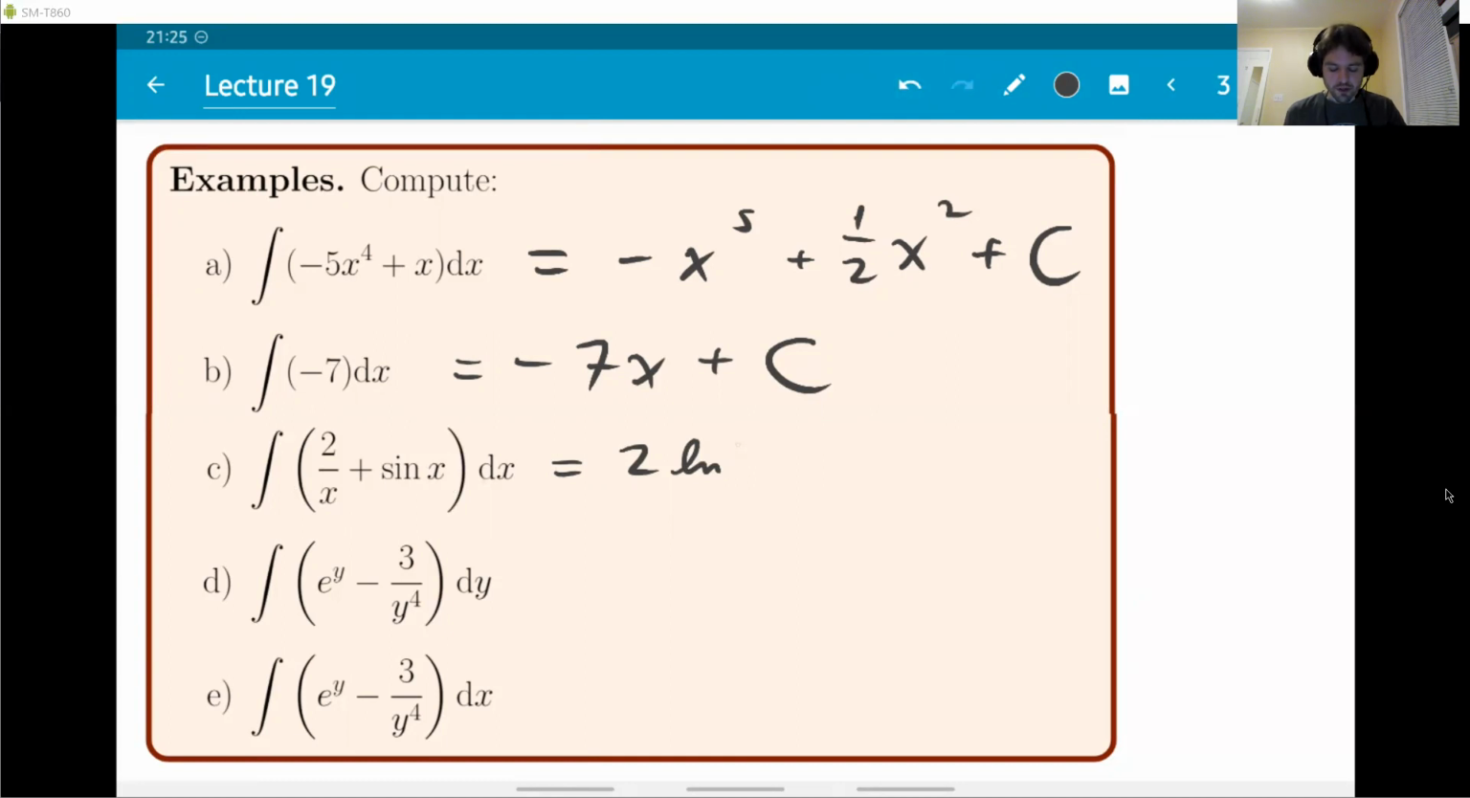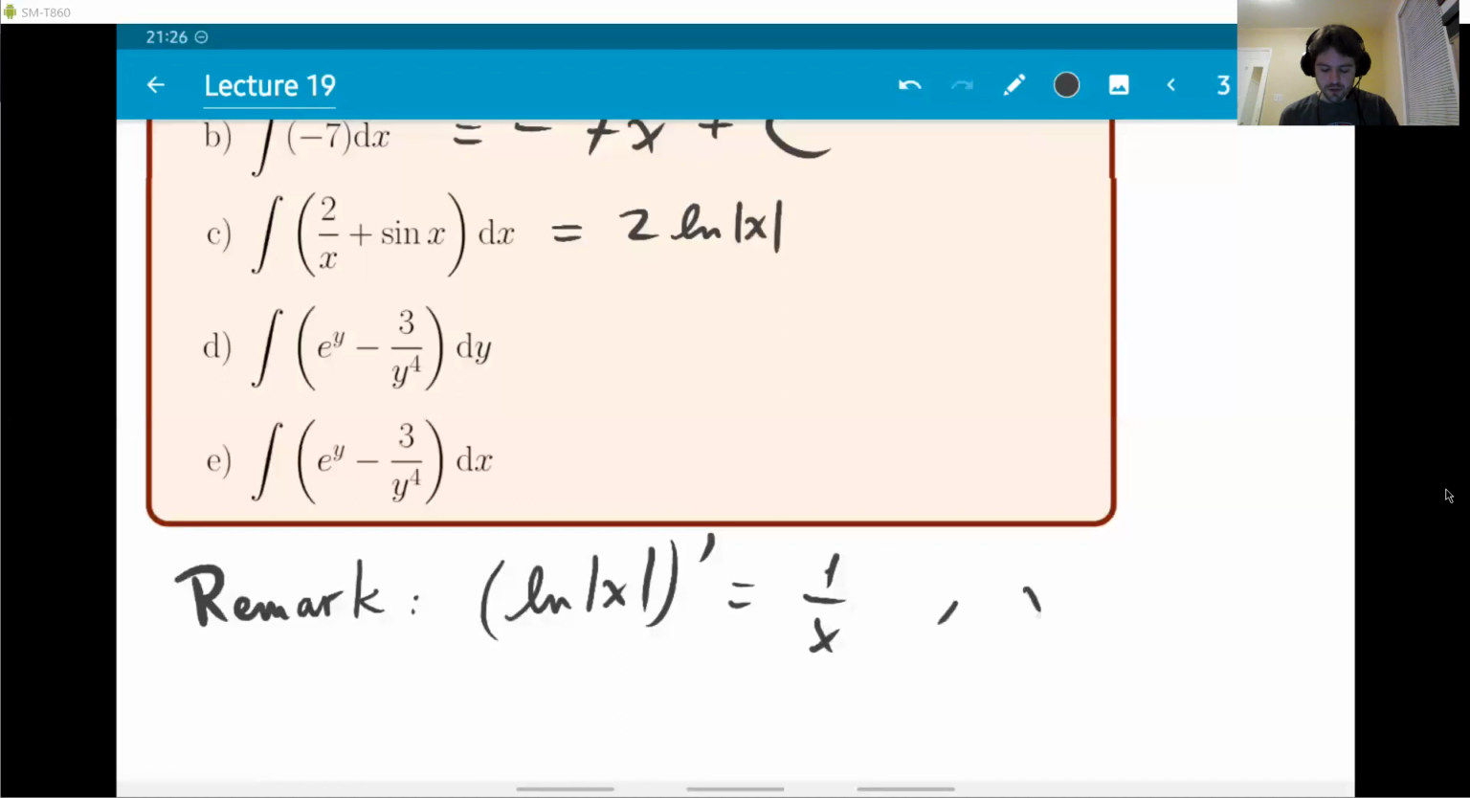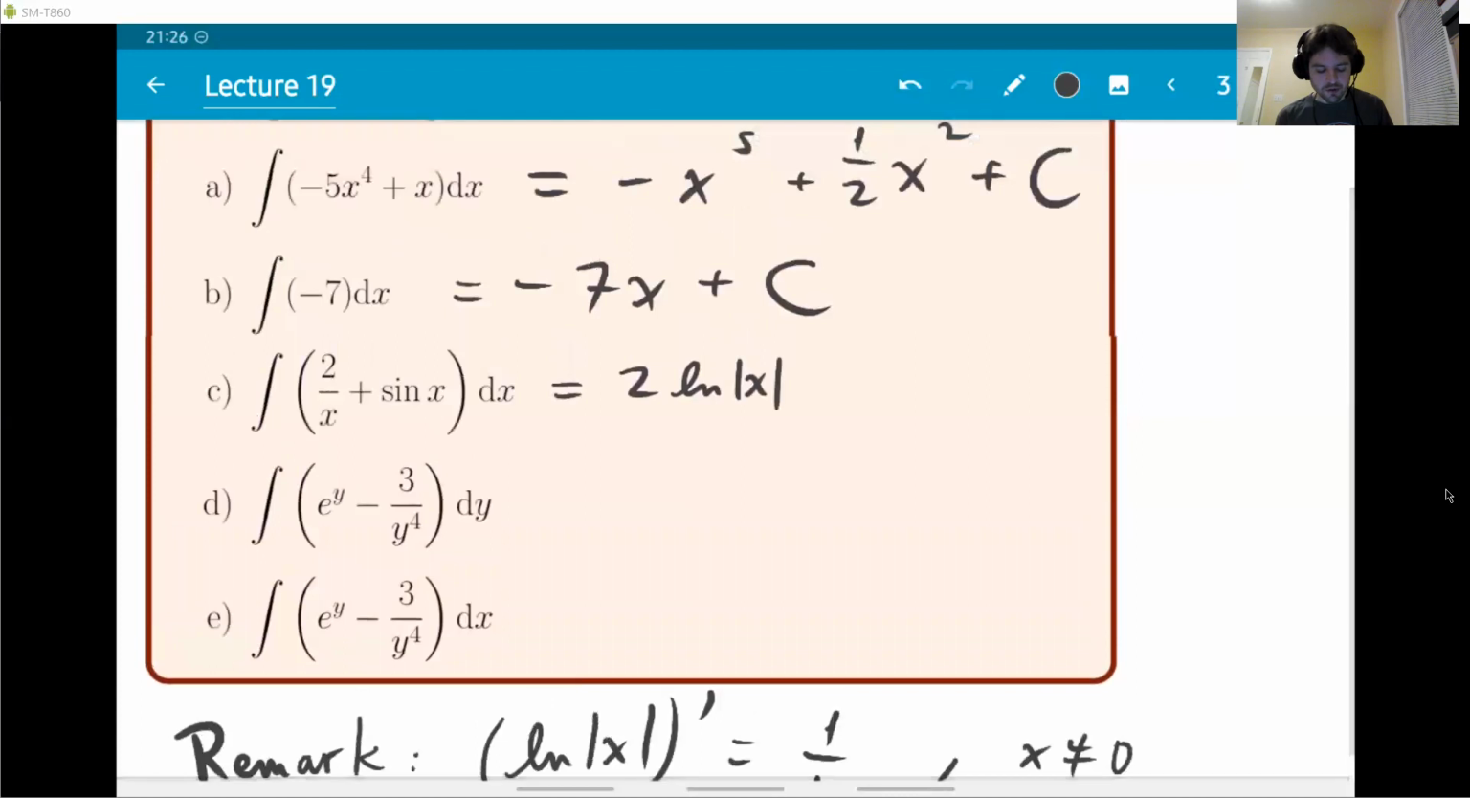So you should try to remember that the derivative of ln of absolute value of x is equal to 1/x. We've actually seen this example before. I'm just going to write it down here as a remark, but we should remember this. Ln of absolute value of x derivative is equal to 1/x. We've computed this before, and this is true for any x different from 0. So if nobody is specifying where this function is supposed to be valid, you don't know if it's going to be the negative side or the positive side, so you have to put an absolute value there.